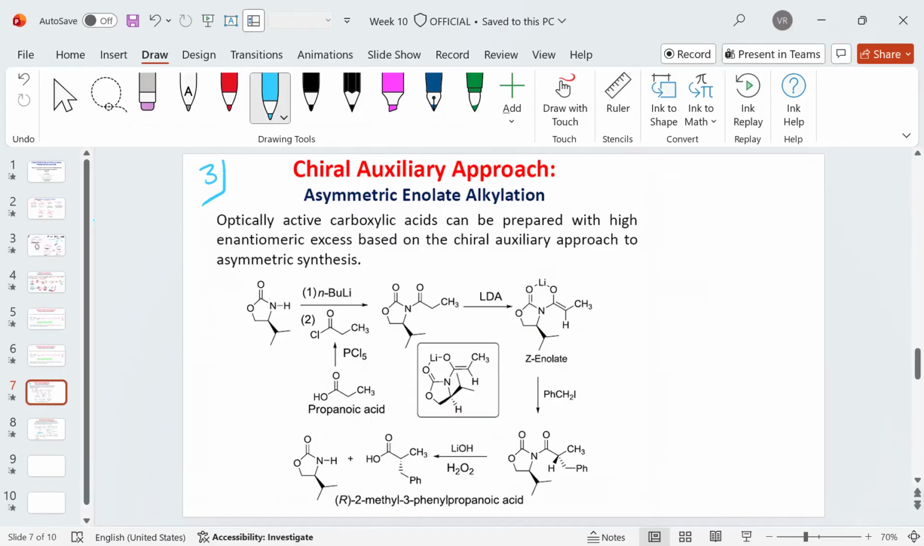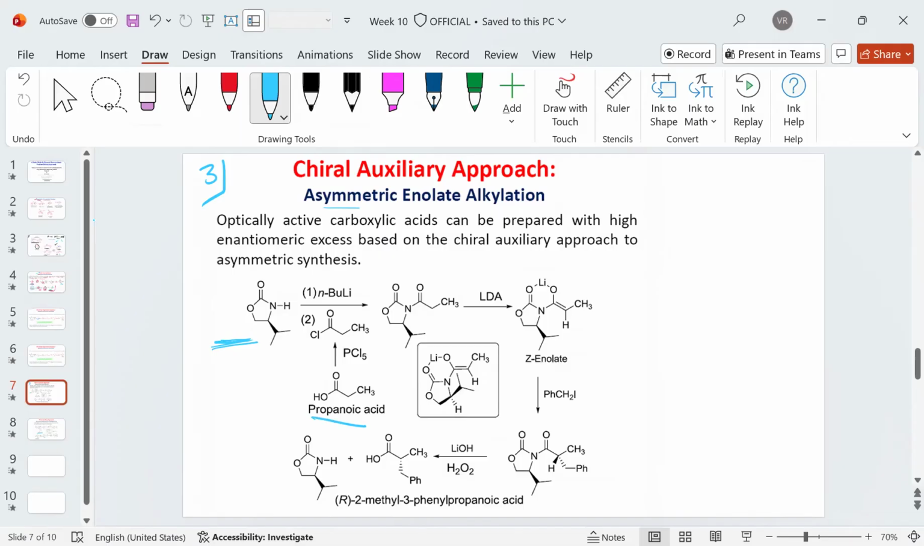So the third important approach is the chiral auxiliary. What happens in the chiral auxiliary? We select some functional group, some added adduct, and we can introduce that part into our starting material.